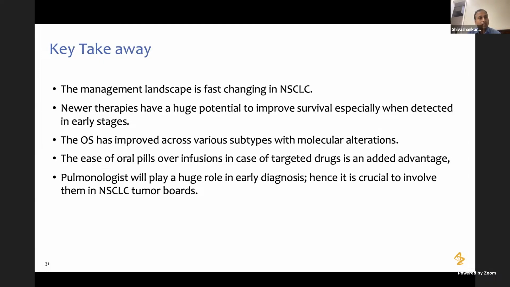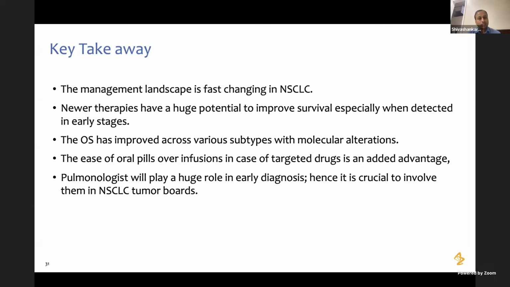So with this, I'll conclude my talk. The landscape of treatment is fast evolving. Almost every 2-3 months, newer drugs are coming. New therapies have huge potential and have shown that they have significantly improved survival in both early stage as well as advanced stage lung cancer patients. The overall survival has improved across various subtypes with molecular alterations.